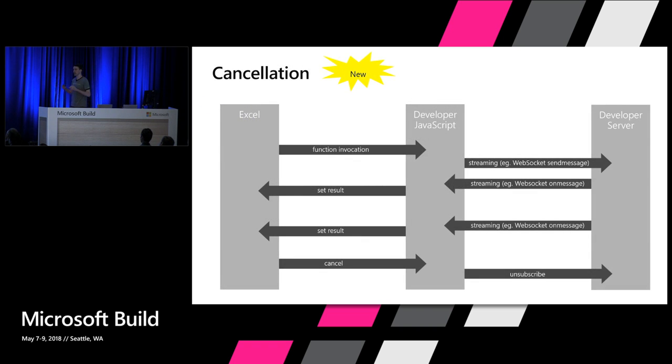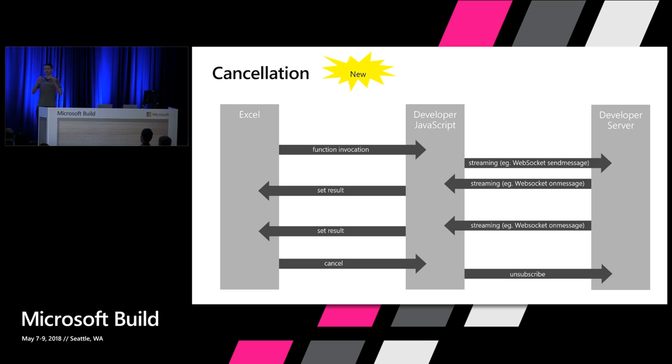This is another new feature since the preview. It's the ability to cancel your function. This would apply to asynchronous and to streaming functions. It's not something that you trigger. Cancellation is something, of course, that the user triggers. Of course, it happens when they delete a cell. But there are other times cancellation happens as well. It might happen when you change one of the parameters for an existing function, because then the existing set of parameters is no longer valid.